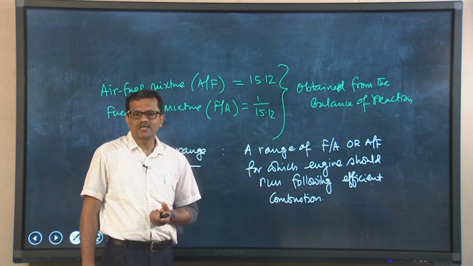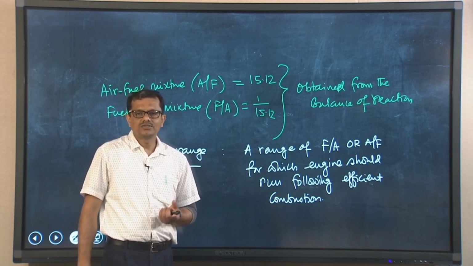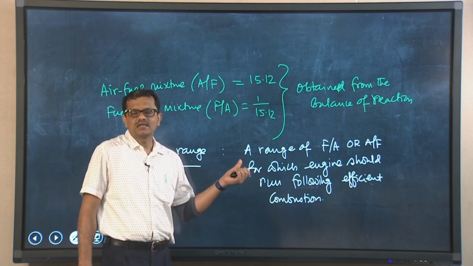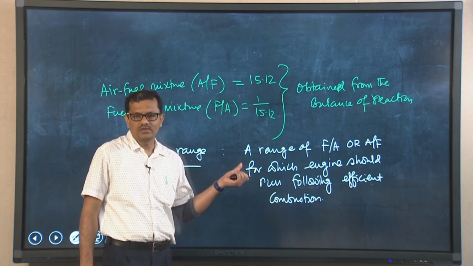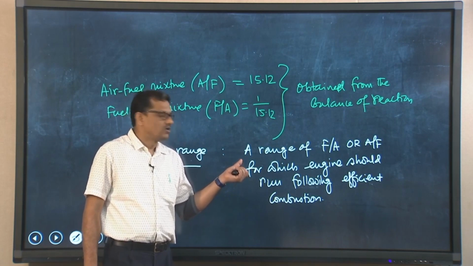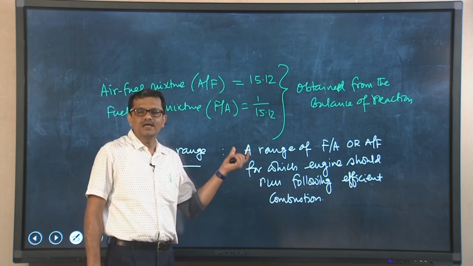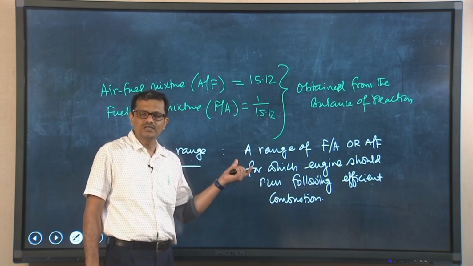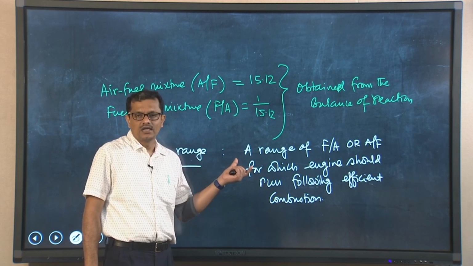be able to supply the stoichiometric air-fuel ratio, but it is a mechanical element, a mechanical device. So it is very unlikely that this particular element would be able to provide the chemically correct air-fuel ratio for a longer period of time. What is needed is that we need to specify a range of the air-fuel ratio or fuel-air ratio for which combustion will occur efficiently and the engine should run.